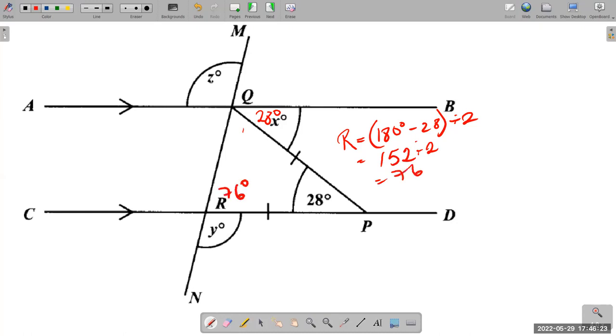How do you think this could help me to find Y? Anybody see what's going on between these two angles here? What do I do to find Y?